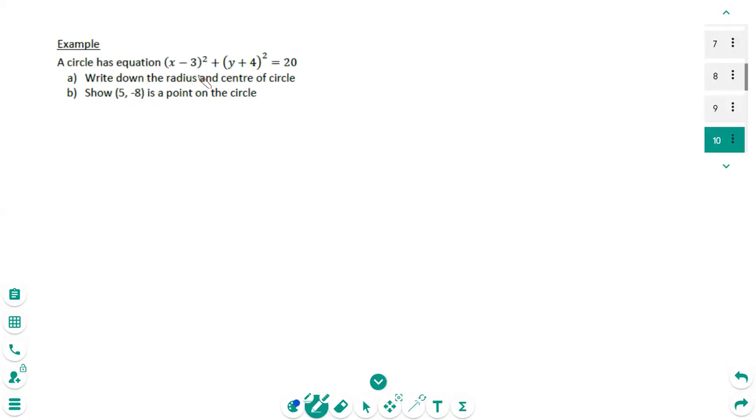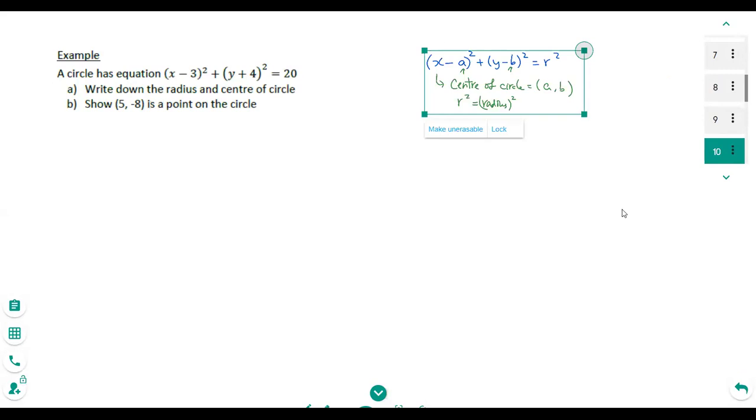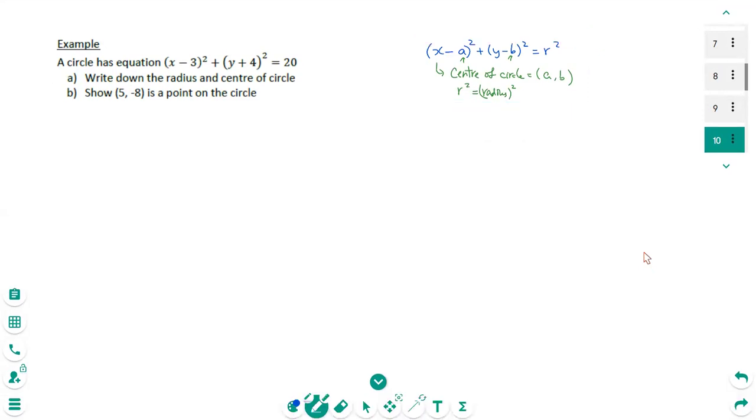Example: a circle has equation (x minus 3) squared plus (y plus 4) squared equals 20. Find the radius and the center of the circle. What we can see in here is, if you compare, that's your a value, all right? But in the bracket of the b, it is y plus 4. Therefore, b is negative 4. So be careful with that. The radius is square root of 20 because this means r squared, from (x minus a) squared plus (y minus b) squared.